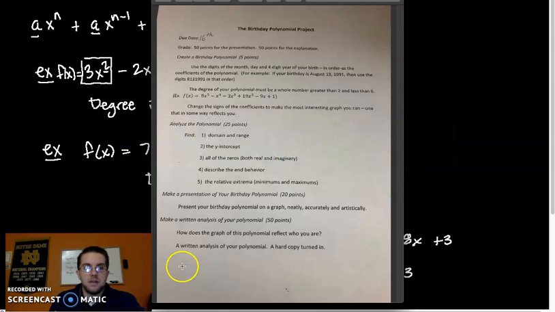By that I mean, once you've decided what your polynomial is, you're going to find the domain and range of it, the y-intercept, all the zeros, describe the end behavior, and the relative minimum and maximum. So this is probably stuff you're not really familiar with. I know I've worked with these three things with you before last year when you're in your other math class.